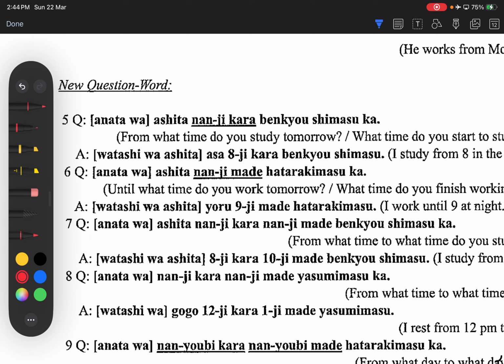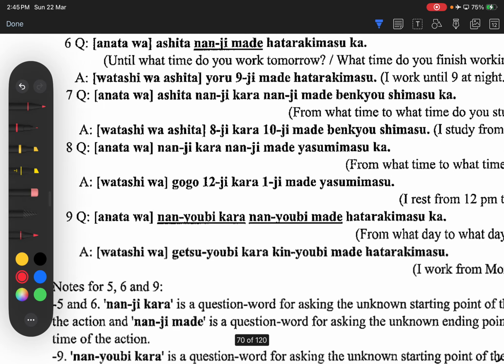We want to know what time it starts from. Ni is to mention what time it starts at. So we're not interested in the at, we're interested in the from. We already have a particle kara, so we don't need ni. Please avoid writing kara ni, combining two particles together. We do combine particles together, but not at this stage. We need to understand further first.